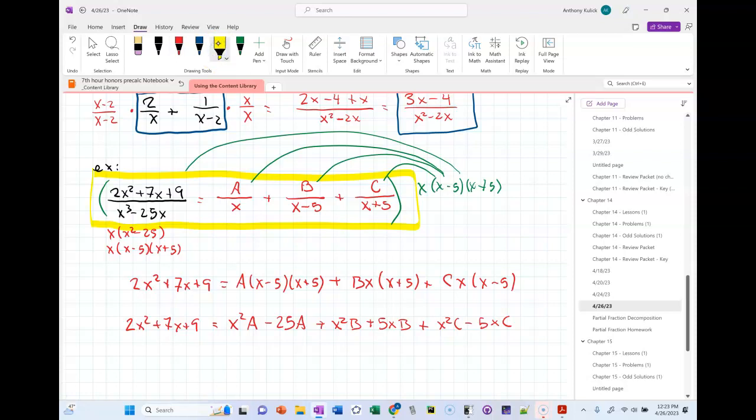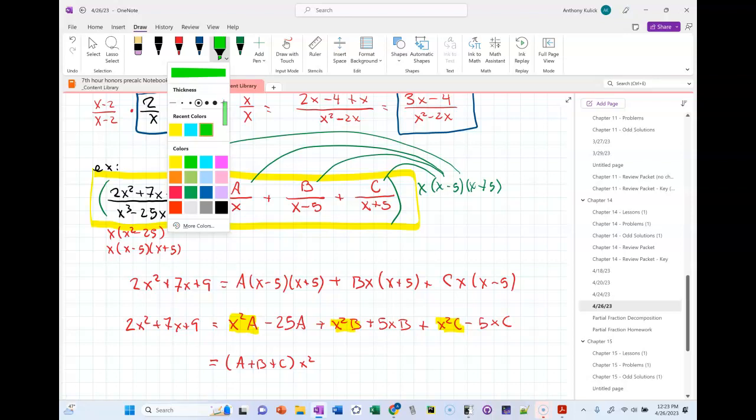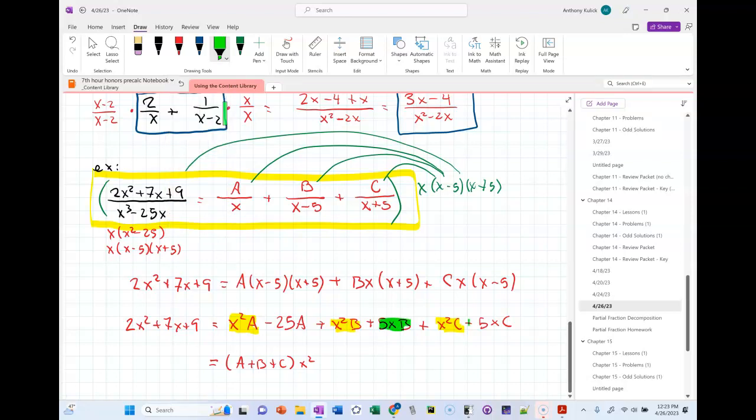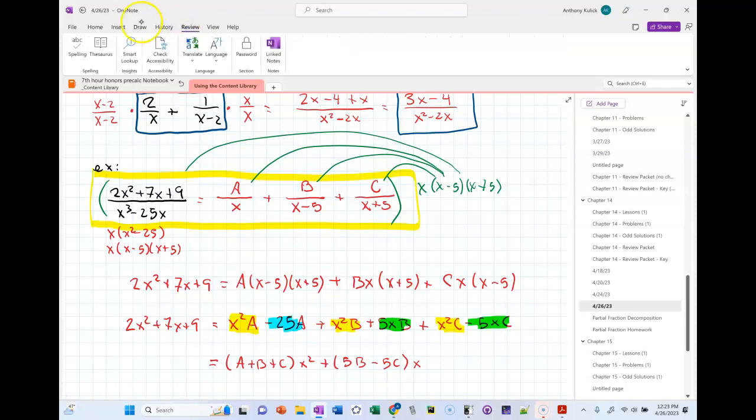All right, next I'm going to combine my like terms, and the way I'm going to do the combining is based on the x's. All of the x squareds I'm going to group together, so I have A plus B plus C times x squared. Then I'm going to group all of the x's together. I have 5Bx and negative 5Cx, so that'll become 5B minus 5C times x. And then I'll have just that negative 25A as a constant term left over.